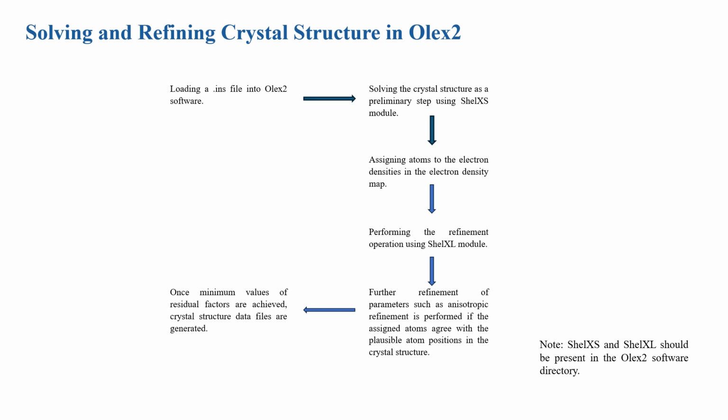However, if they do not, we go back to the previous step and we assign the atoms again, and then we perform the refinement again. But if they do agree, then we move on to further refinement steps, and after we have achieved a minimum value of the residual factor, we generate the crystal structure data files, which can be used for further analysis. Now, here the most important thing is the ShelXS module and ShelXL module. They should be present in the OLEX2 software directory to work. Otherwise, they won't work.